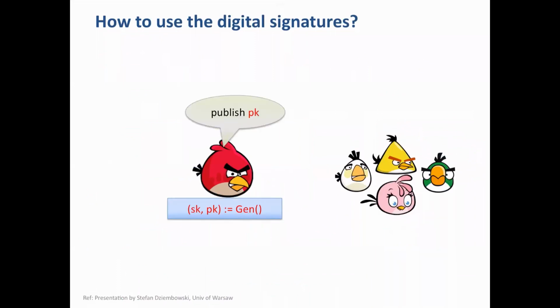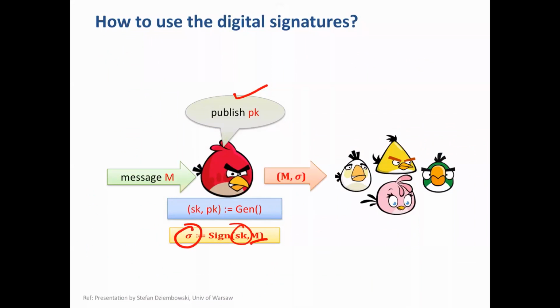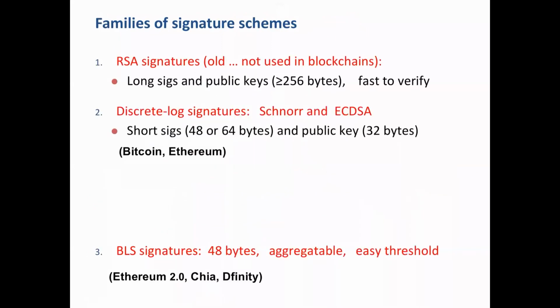So how to use digital signature? First is to publish the public key. The public key should be known to everyone. Then everyone can send you bitcoins. Okay, all right. And how do we generate the signature? Use the secret key and create a signature. Then send the message and signature, and people can verify this. All right, this we know.